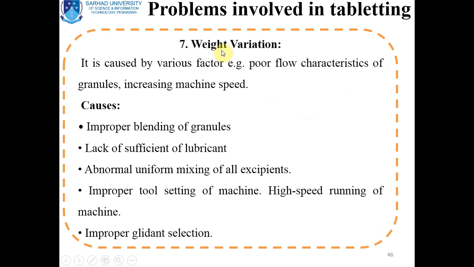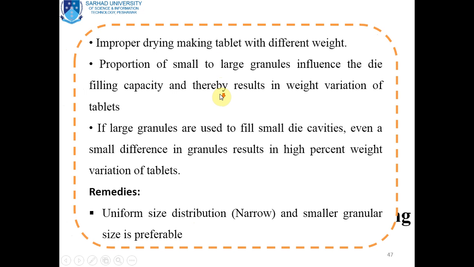Another processing problem is weight variation. It is caused by various factors including fluid flow, for example characteristic of granules, increasing machine speed, and certain other factors including the improper blending of granules, lack of sufficient amount of the lubricant, abnormal uniform mixing of all excipients, improper tool setting of machine, high speed running of the machine, and improper gradient selection. These are the reasons of the weight variation occurring in the tablet.